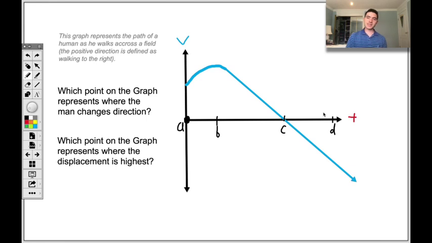Let's do this last example. The graph represents the path of a human as he walks across a field. Which point on the graph represents where the man changes direction? For this one, a very common guess would be point B, but the velocity before and after point B is still positive. So the person continued walking in the same direction, but just started slowing down. For any change in direction, you have to look for where the velocity is 0 and becomes negative. Thus, the man changes directions at point C.